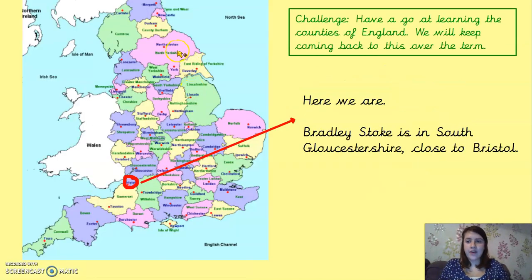Okay, now have a look at this map. So this hasn't got all of the counties on, but it's got quite a few of them on. Now, we are going to recap this. We're going to keep coming back to the different counties and where they are on a map. So a challenge at the top here is to have a go at learning the counties of England. So we're just thinking about the counties of England, these ones on the map, which you'll notice is why we haven't got anything in Wales. Can you try to memorise as many as you possibly can?